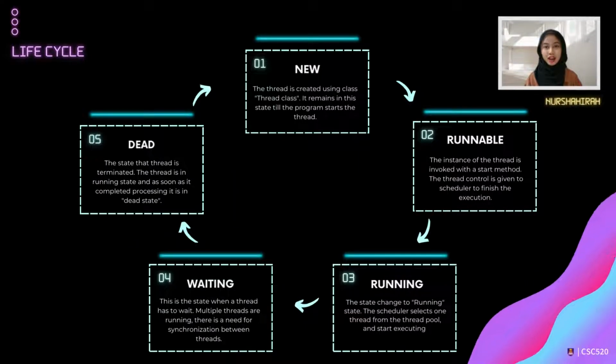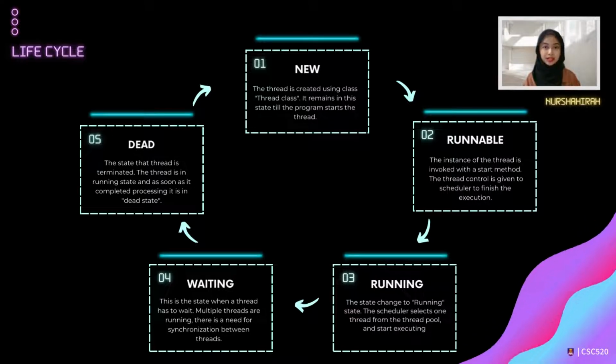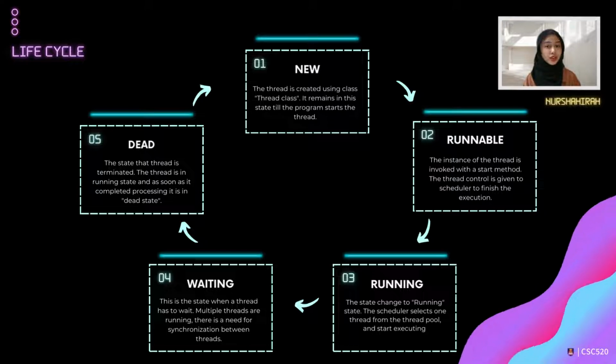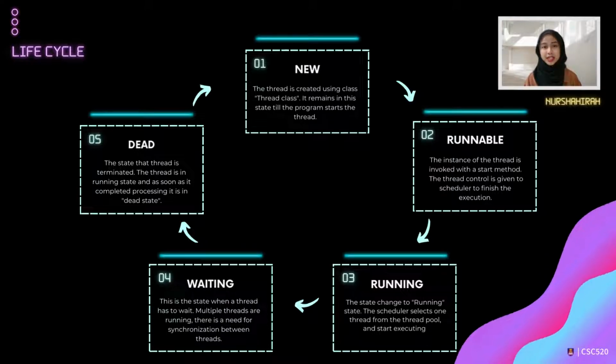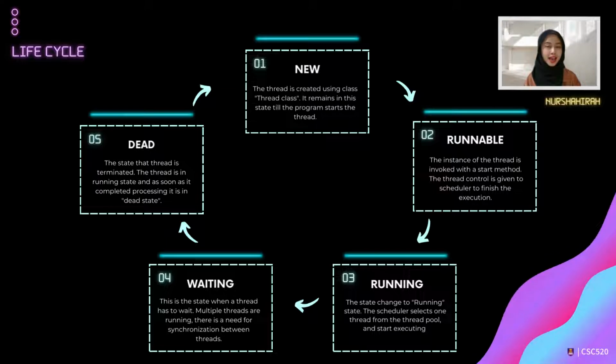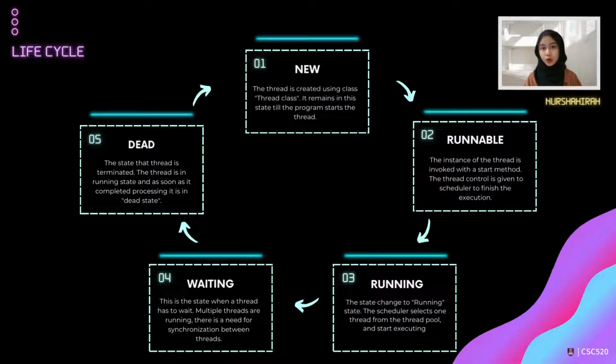Next, the life cycle of multithreading. There are 5 phases in this life cycle, and I will explain them one by one. We will go with the first phase, which is new. In this phase, the thread is created using the thread class. It remains in this state till the program starts the thread, and it is also known as a born thread.